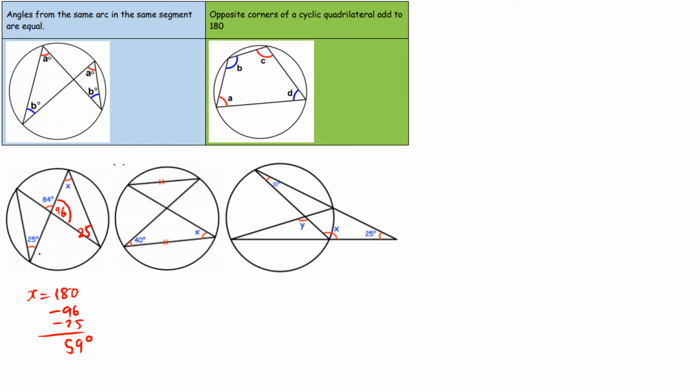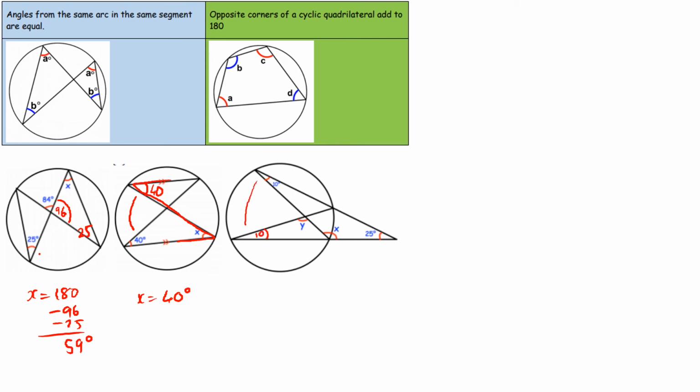For the second one, we want to use these parallel lines here. So we want to use the fact that z and this will be the same because they form our alternate z. And then we can use same segment to say, well, that is actually 40 degrees. So x is 40.